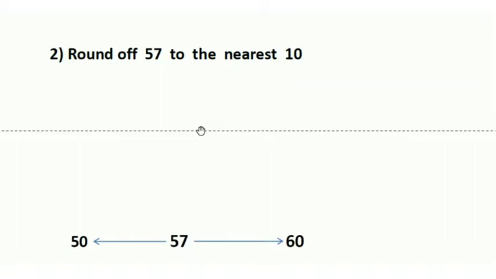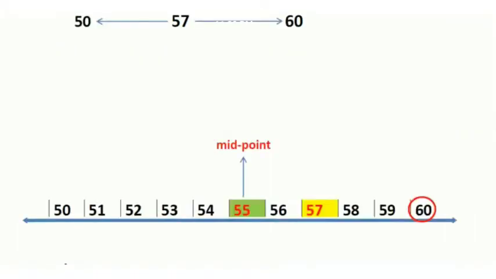Children, second question. Round off 57 to the nearest 10. First you have to observe that number. Which number is there? 57. Between which numbers does 57 lie? Think once, children. 50 and 60. 57 lies between 50 and 60.